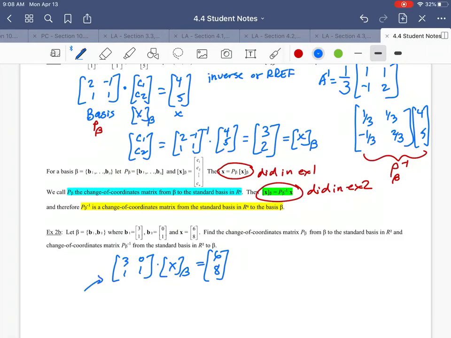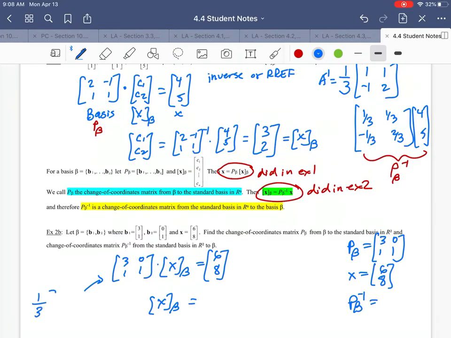Okay, so I need to find the inverse of this guy. So right now I know that P of B is [3, 1; 0, 1]. I know x is [6, 8]. All right, I need to find x_B and also P_B^-1. All right, so when I do this, I will have x sub B when I get my inverse, so let's find the inverse of this thing real quick.